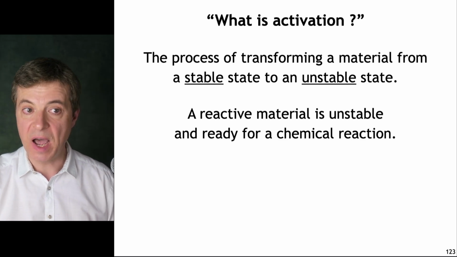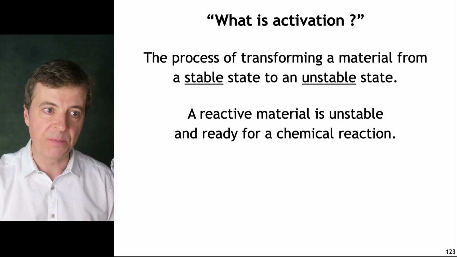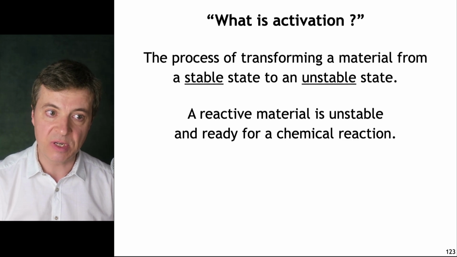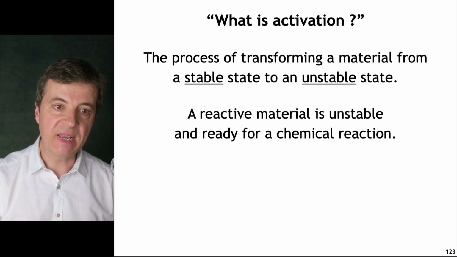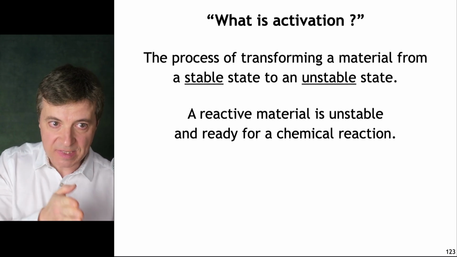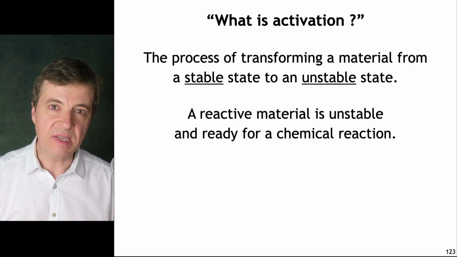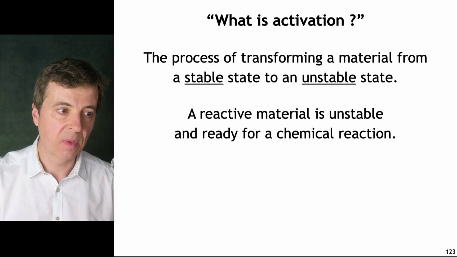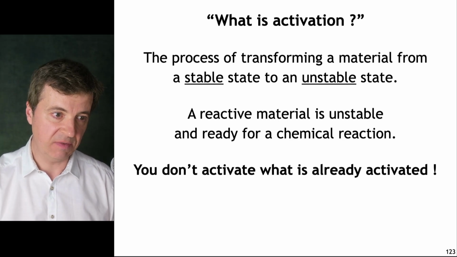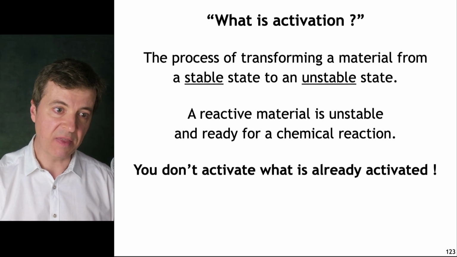For example, kaolinite is transformed into metakaolin by dehydroxylation, which is the process of calcining the material at 700 degrees. So, metakaolin is the unstable state of stable kaolinite. You don't activate metakaolin. You don't activate what is already activated. Fly ash and slag are also reactive by their very nature.